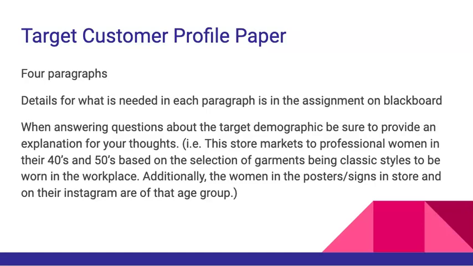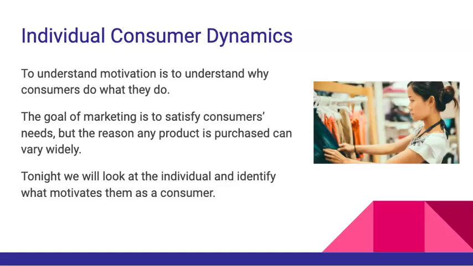So when talking about your store, for example, if your store markets to professional women in their 40s and 50s, I want you to say why you're saying that. And so you could say, based on the selection of garments, being that they're classic styles worn in the workplace for working women. Additionally, the posters and ads, and even the social media feature women of that age group. So I want you to have some sort of proof of how that's their target audience, right? So if you do have any questions about that paper, please feel free to email or text me.